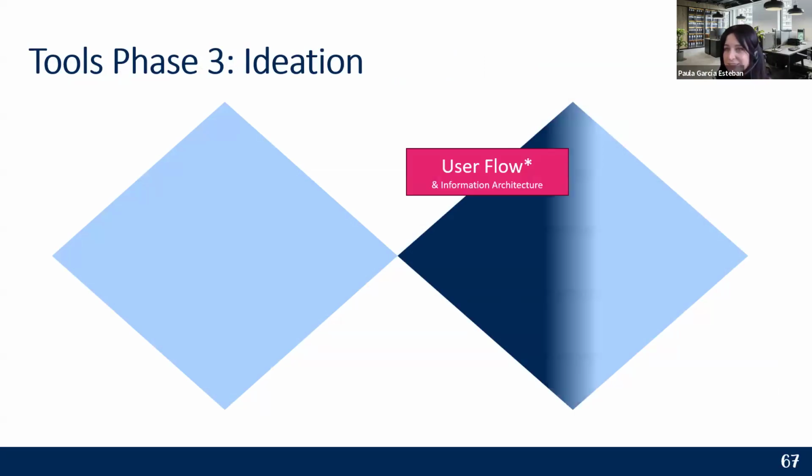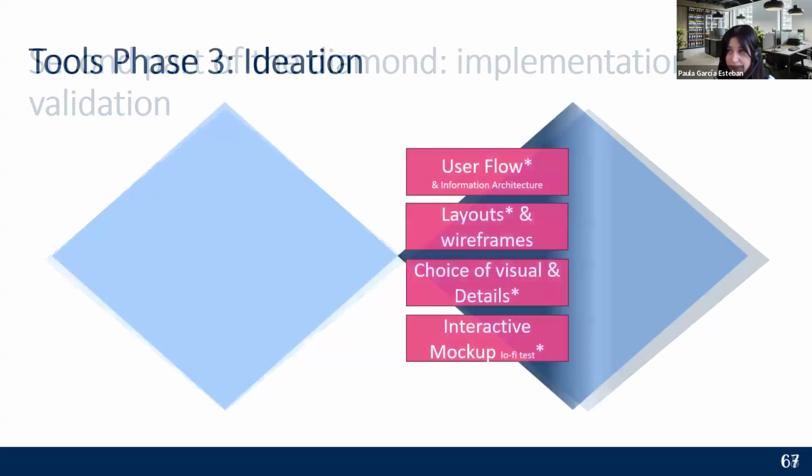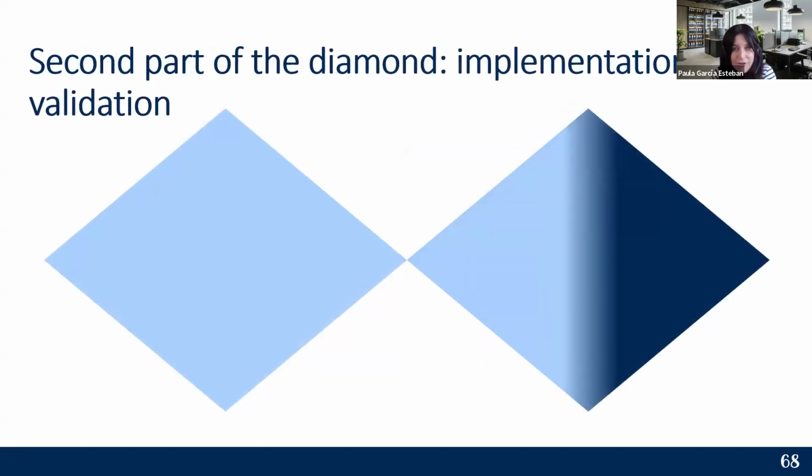Well, we were iterating: user flow and information architecture, how I connect everything, then layouts, wireframes, choosing the visual, and you generate the interactive mockup. And we have almost done. We have generated the idea, we validate with the business, and then we need to converge again, and we are close to the delivery. And we develop it in Power BI.